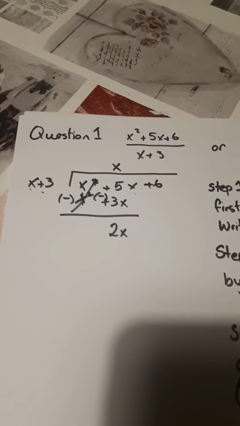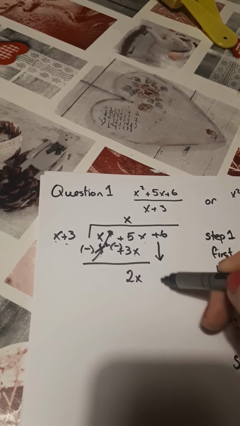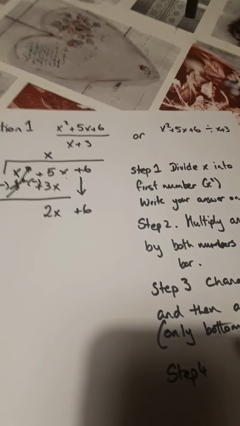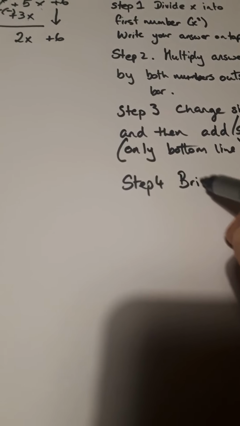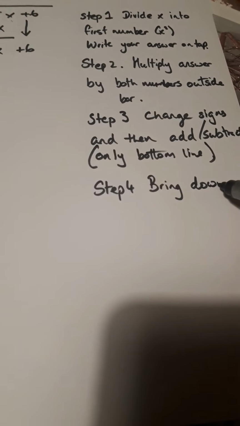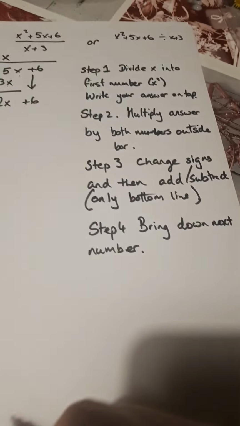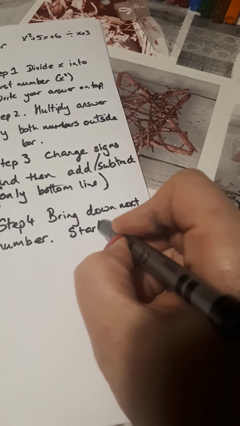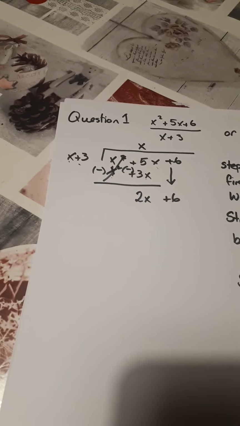Okay, if you remember back to your long division in primary school, you bring down the next number. So this number gets brought down here. So that's step 4. Okay, and then you start again. So repeat.